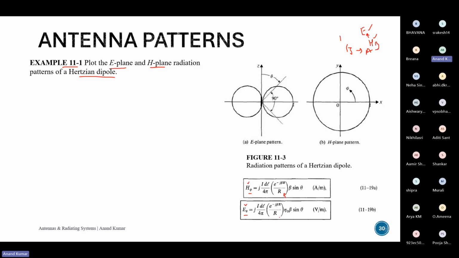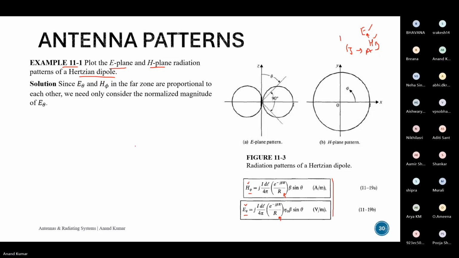You must remember, over here we had more terms, higher order terms, which we have ignored because these are the far field expressions. So since E theta and H phi in the far field zones are proportional to each other, we need only consider the normalized magnitude of E theta.